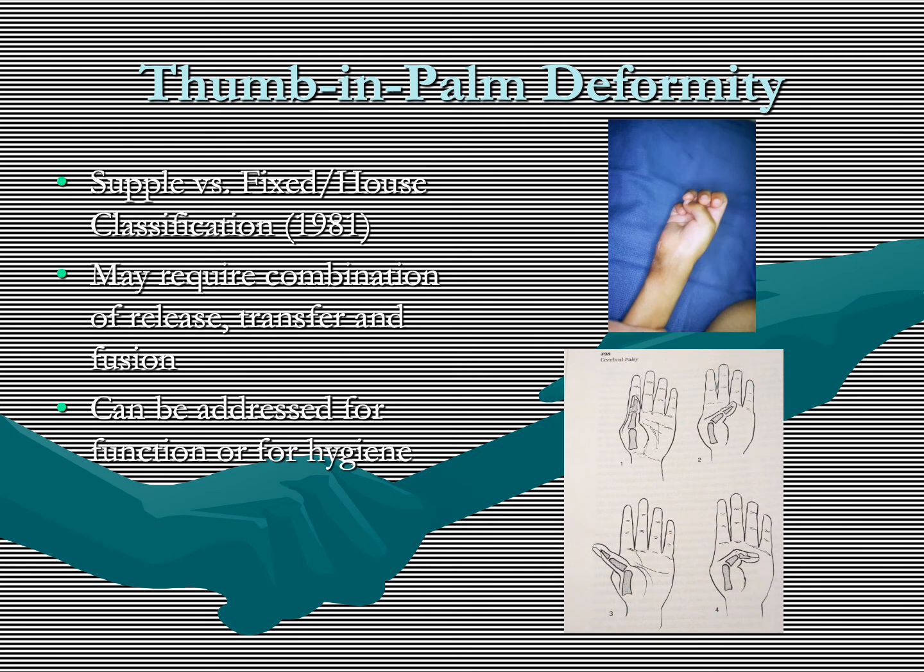Thumb and palm deformity is fairly common in cerebral palsy. It can be supple or rigid, and it was classified by House into 4 types. I think of them as the good, the bad, the unstable, and the ugly, and the instability is almost always at the metacarpal phalangeal joint. And it may require some combination of releases, transfers, and fusions in order to get the thumb out of the palm.